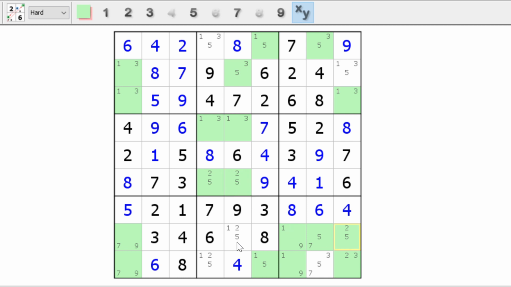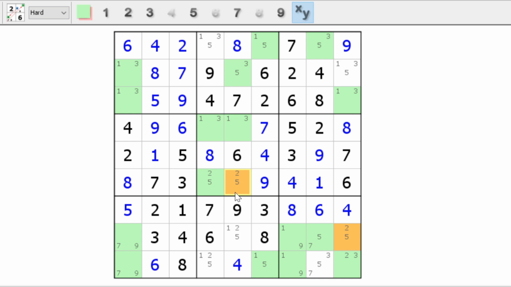So an elimination we'd be able to make would be to eliminate a 2 or a 5 from this cell right there, because that's something they both see. So kind of working backwards, I go, okay, is there a W-wing with this 2 5 and one of these, and then this 2 5? A W-wing between this 2 5 and this 2 5, and yes, there is.